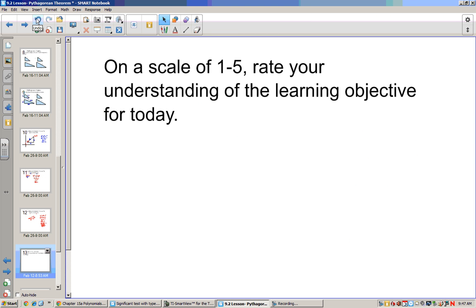Now we're done with the lesson. So on a scale of 1 to 5, rate your understanding of the learning objective for today. Are you able to find sides of a right triangle using the Pythagorean theorem?